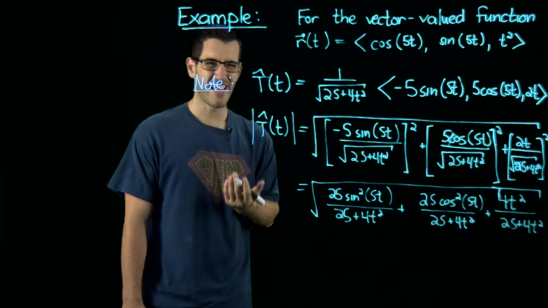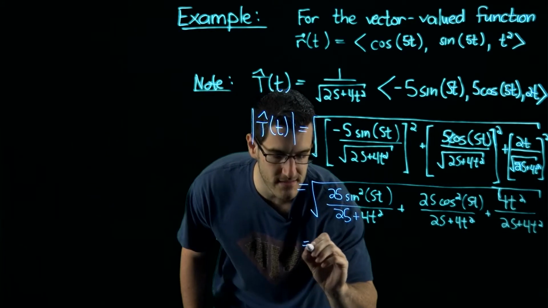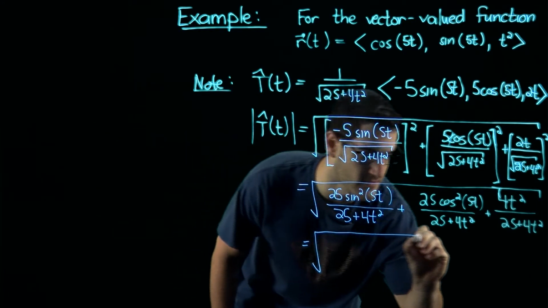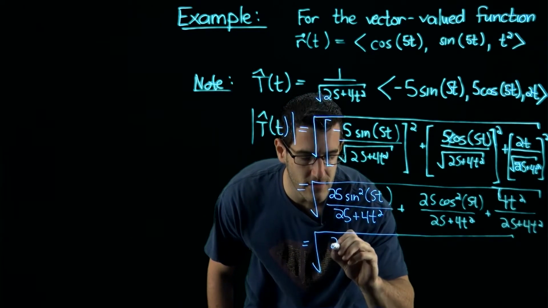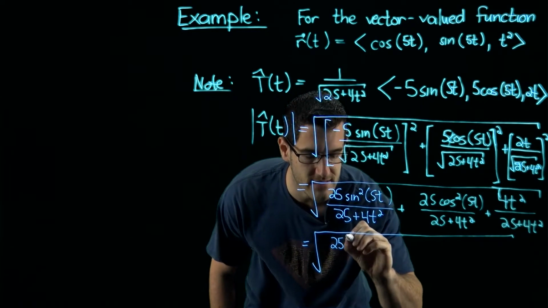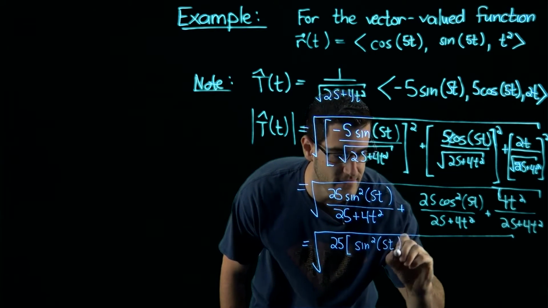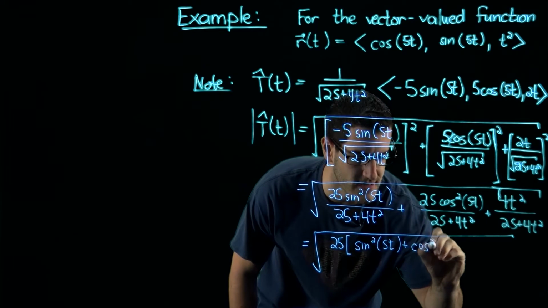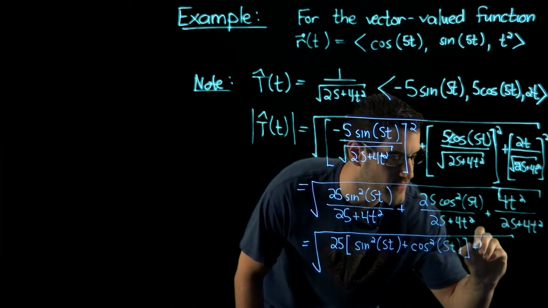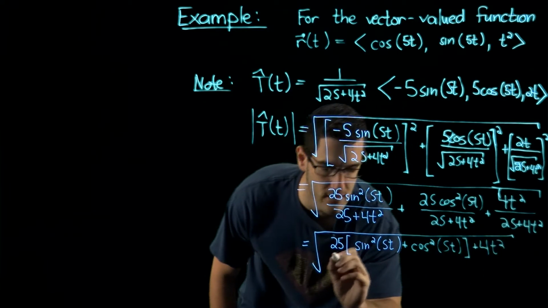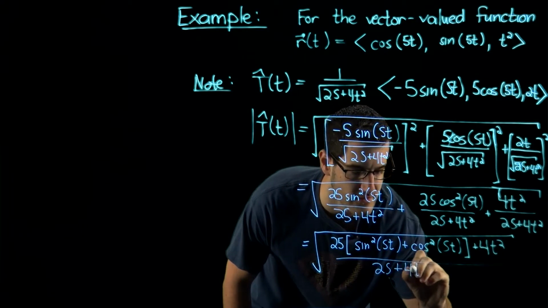So that looks pretty algebraically messy, but we can now combine all of these fractions, and we'll see something very similar to what we saw before. When we combine the numerator, we can also factor out this 25 from the first two terms, and we'll get that familiar-looking Pythagorean trig identity, sine squared plus cosine squared. We'll have a 4t squared left over. And in the bottom here, we're going to have a 25 plus 4t squared.